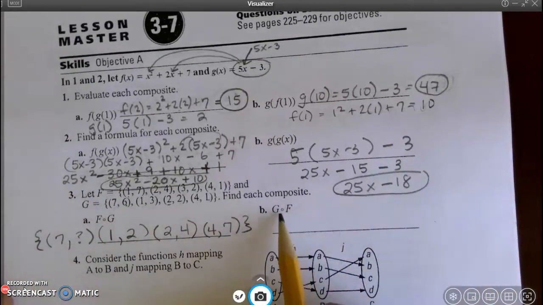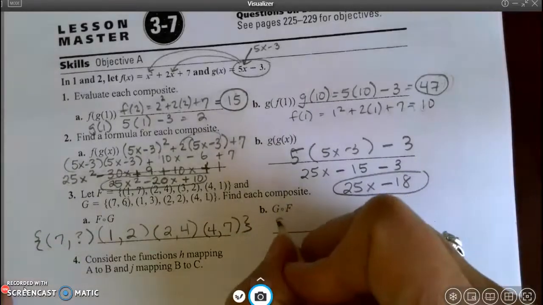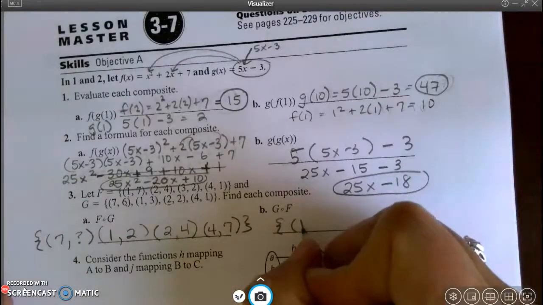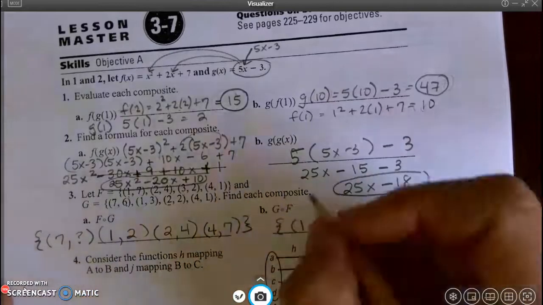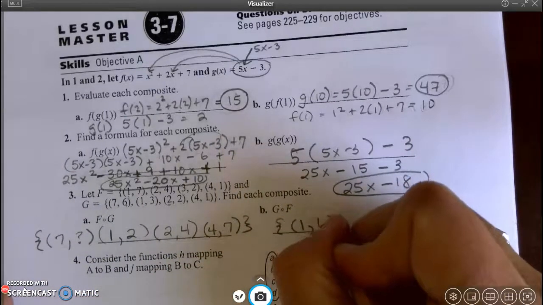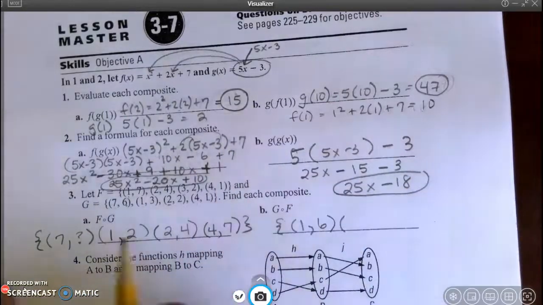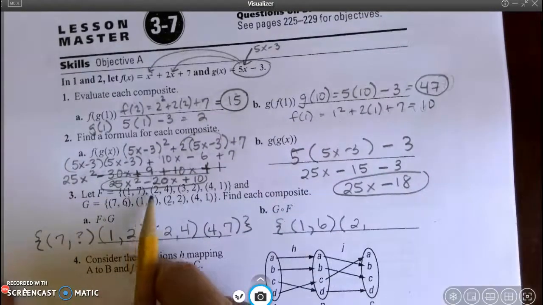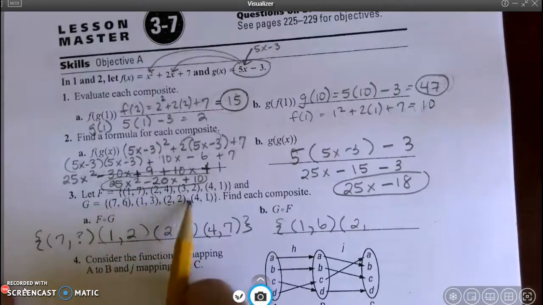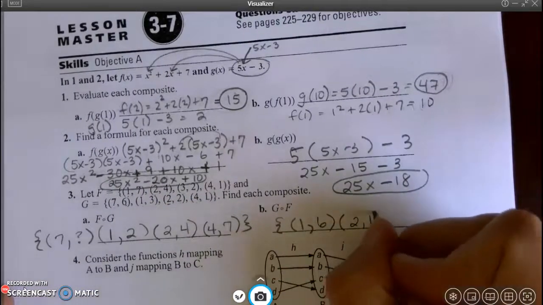Now we're going to do G composed with F, where I'm going to start with the F function. So I start at 1, which takes me to 7. 7 takes me to 6. Then I start at 2. 2 takes me to 4. Where does 4 take me? To 1.